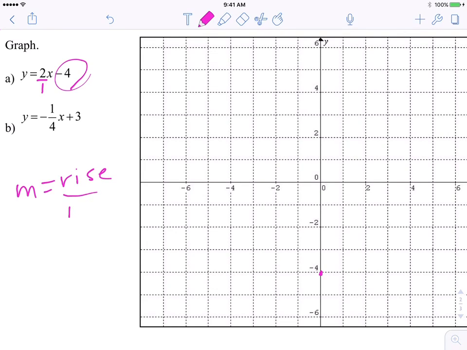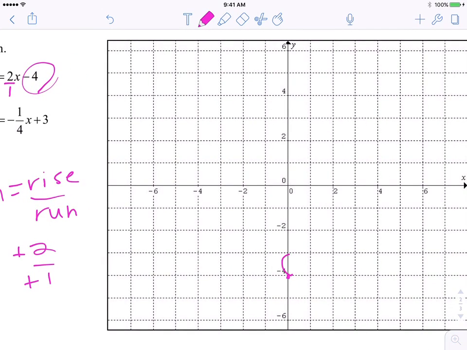Rise over run. So if the slope is 2 over 1, we know it rises 2 and runs 1. And they're both positive. So when the rise is positive, I'm going to go up 2, and the run is positive, I go right 1. And so that'll be another point right there. Up 2, right 1. Up 2, right 1. Up 2, right 1. And I can graph.